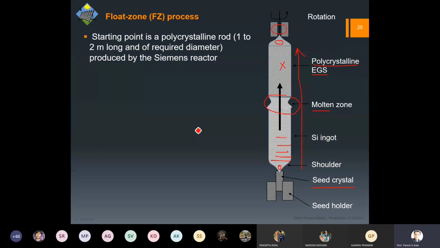This rod, obviously, you are going to obtain from the Siemens reactor only. So this is the combination which is coming up. If you want to use the float zone process, which gives very high purity compared to the CZ process, then the Siemens reactor has to be used. If you want to use the other process, the CZ process, then definitely you are going to use FBR. Now one of them is a relatively bad process compared to its mate, right?